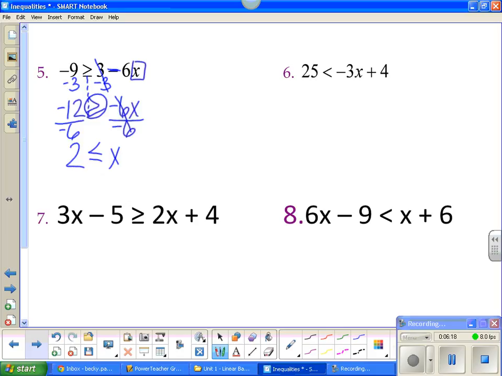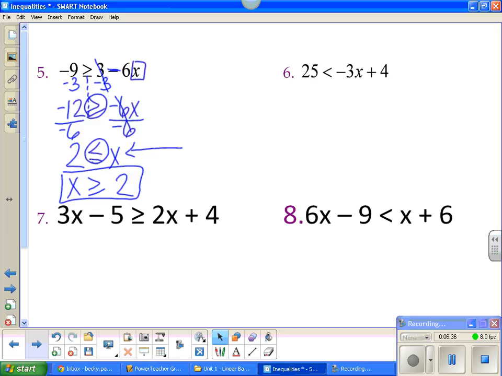But if you look at our answer, you can tell that our x is on the wrong side. So I have to flip it. I have to put my x in the front, my 2 in the back, and I have to flip my inequality because I'm rearranging the order of my problem. Now, in this problem, we flipped the inequality twice. Once here, because we divided by a negative, and then once here because I had to swing my x to the front and the 2 to the back. So that was a double flip.